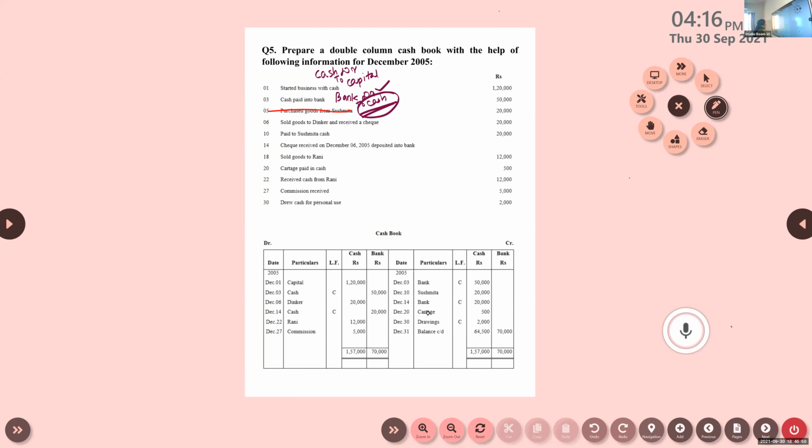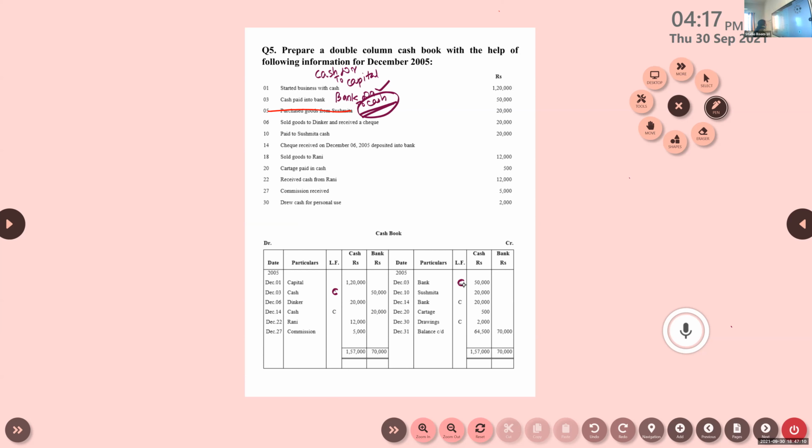Then to indicate that it is a contra entry, you should write capital letter C in the LF column. LF, contra entry. So C for contra. Okay, now the next one.